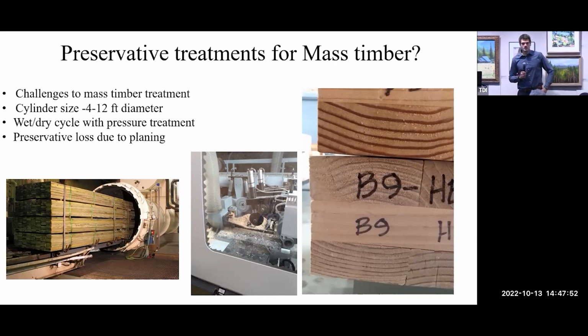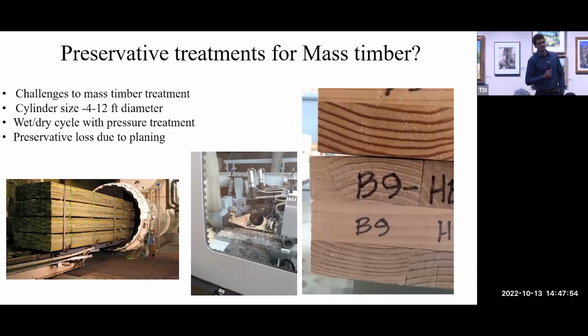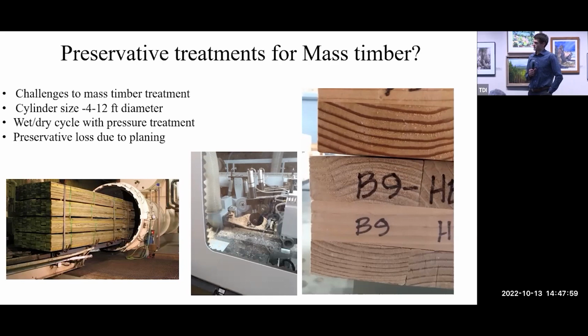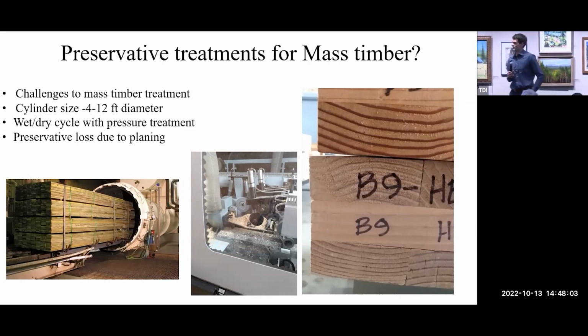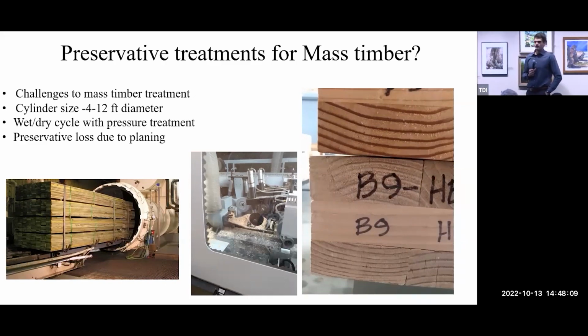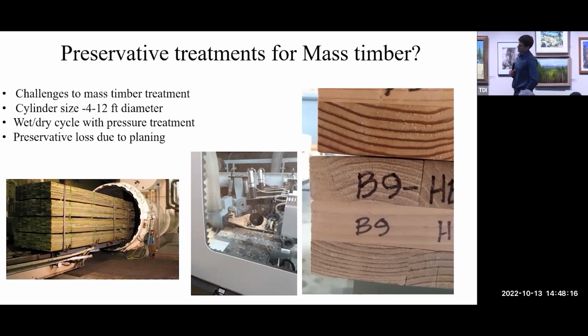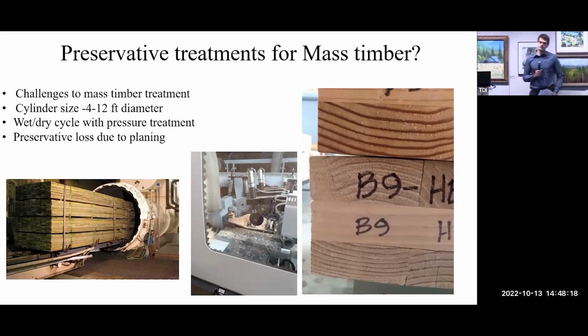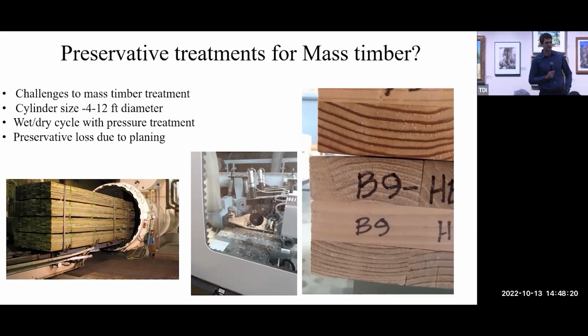There are a lot of challenges though incorporating these into mass timber panels. Mass timber panels are big and pressure cylinders are not as big, so that's a major factor. The largest cylinders you typically get are about 12 feet in diameter, and I think you all know that mass timber panels can be bigger than that. And those large cylinders are typically for some of the heavy duty preservatives anyway, like creosote. So you're not going to be creosote treating mass timber panels.